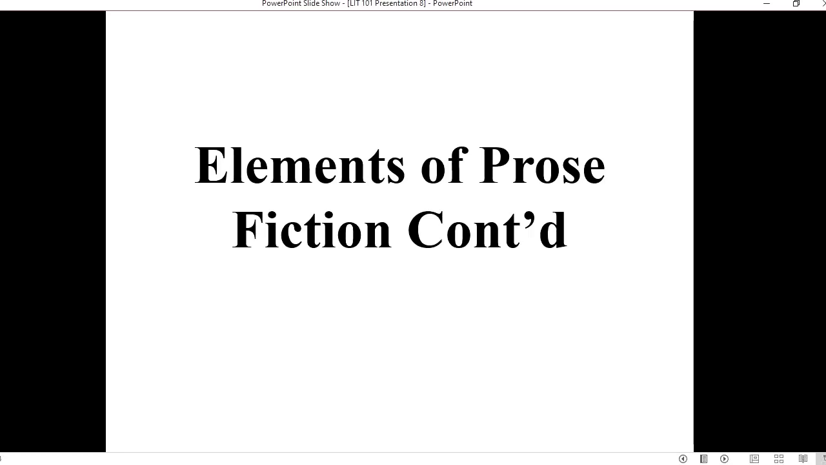Introduction to Prose Fiction. Before now, we have looked at some elements of prose fiction. We've looked at elements like plot, setting, characters, or characterization. In this series, we are going to look at some other elements of prose fiction.